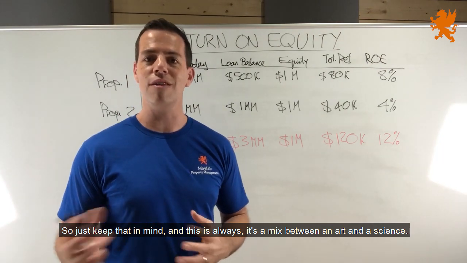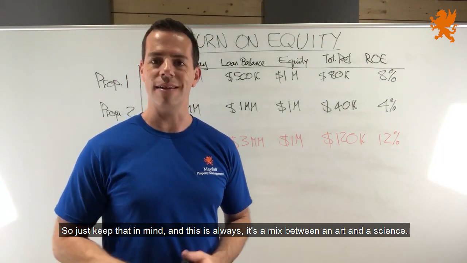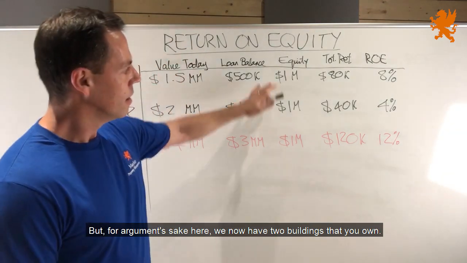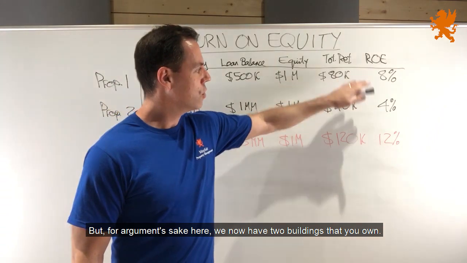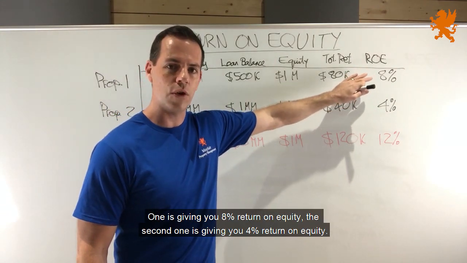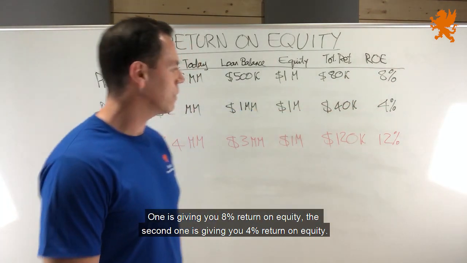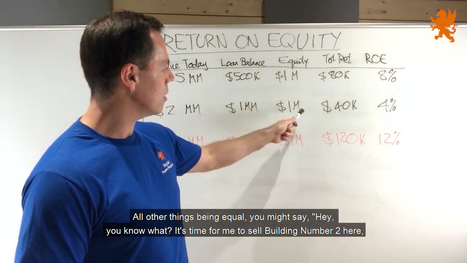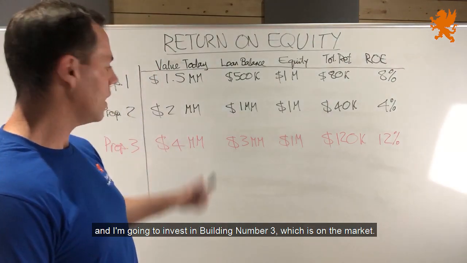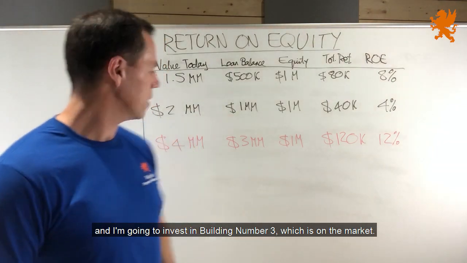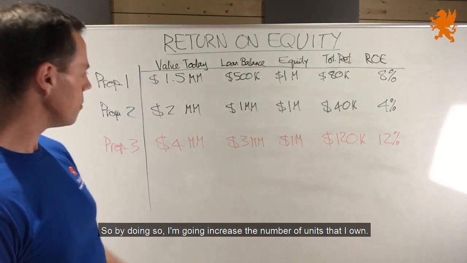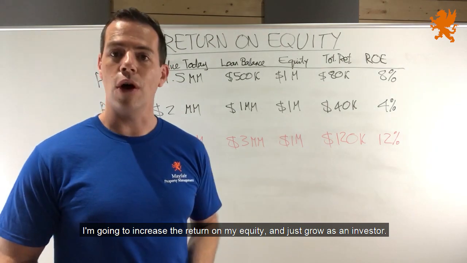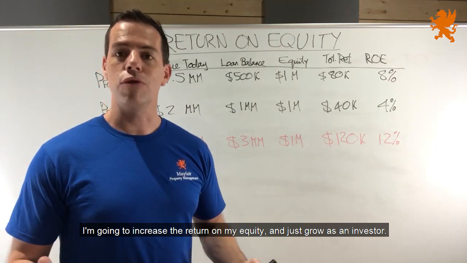So just keep that in mind. And this is always a mix between an art and a science. You've got to use your own judgment on these things. But for argument's sake here, we now have 2 buildings that you own. One is giving you 8% return on equity. The second one is giving you 4% return on equity. All other things being equal, you might say, hey, you know what? It's time for me to sell building number 2 here, and I'm going to invest in building number 3, which is on the market. So by doing so, I'm going to increase the number of units that I own. I'm going to increase the return on my equity and just grow as an investor.